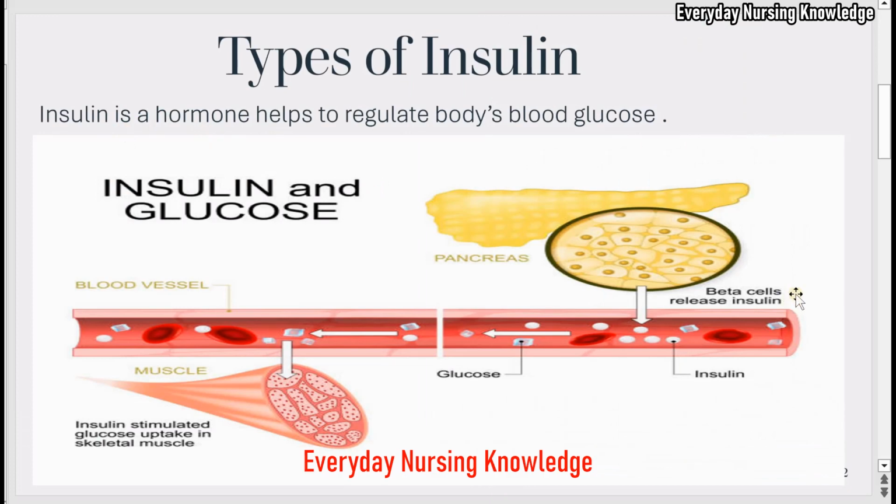Insulin is a hormone that is produced by the beta cells of the pancreas, and it is secreted directly into the bloodstream. It helps to regulate the body's blood glucose. It helps to move blood glucose into the cells. So in patients with diabetes, administration of insulin helps to regulate the blood glucose.